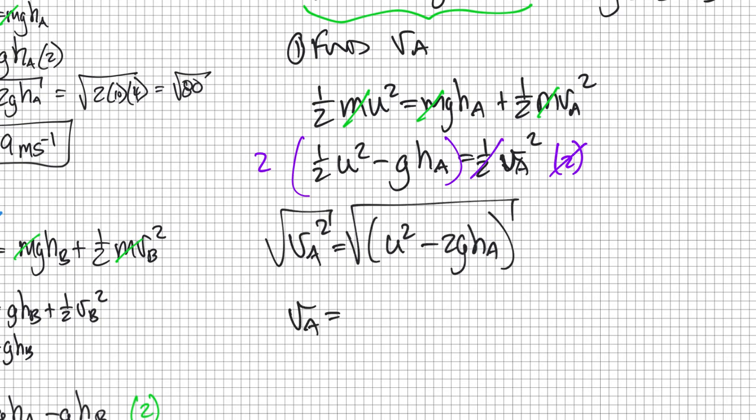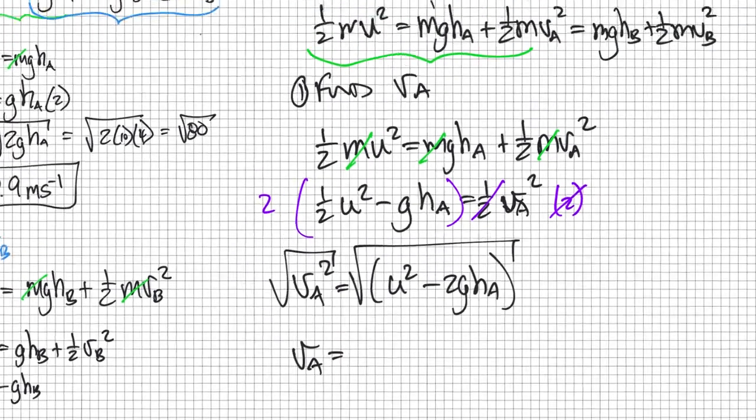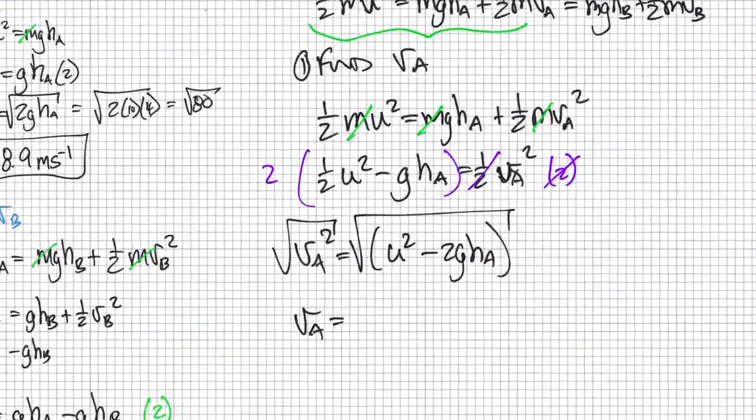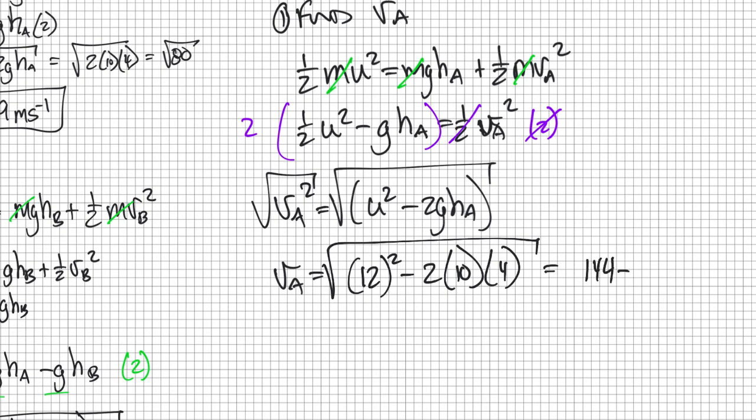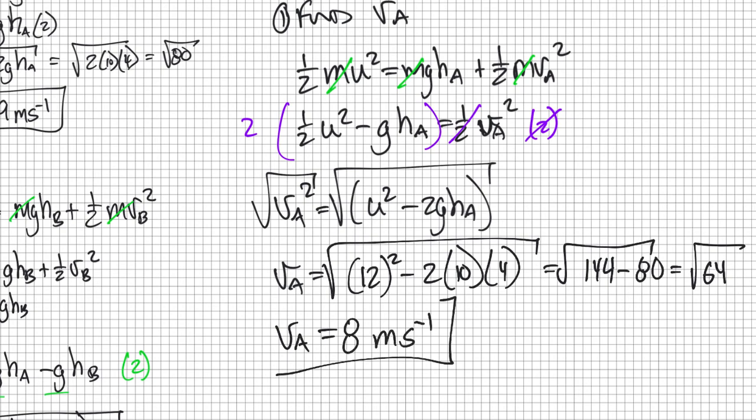So VA equals my initial velocity, which is now 12, I believe. Yep, that's 12. So that's going to be 12 squared minus 2 times 10 times 4, and that's all square rooted. So 144 minus 40 minus 80, square root. So that's the square root of what? 64. And the velocity at A then would be 8 meters per second. No calculator needed.